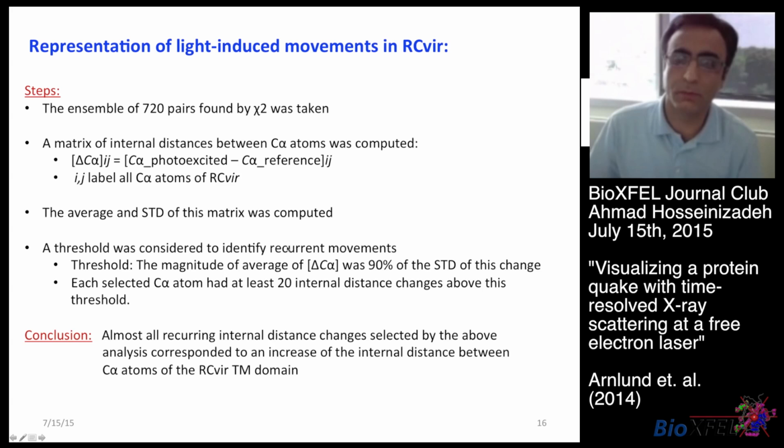The threshold was that the magnitude of the average of this matrix was 90% of its standard deviation. And also, each selected carbon alpha atom had at least 20 internal distance changes above this threshold. The conclusion was that almost all recurring internal distance changes selected by the above analysis correspond to an increase of the internal distance between carbon alpha atoms in the transmembrane domain. So the main conclusion was that all internal distances show an increase, not any contraction.